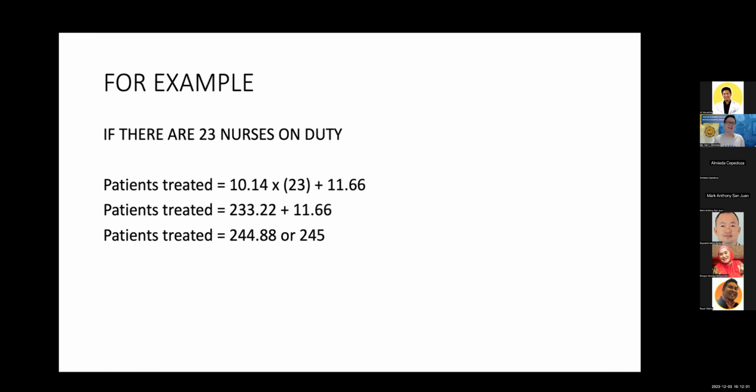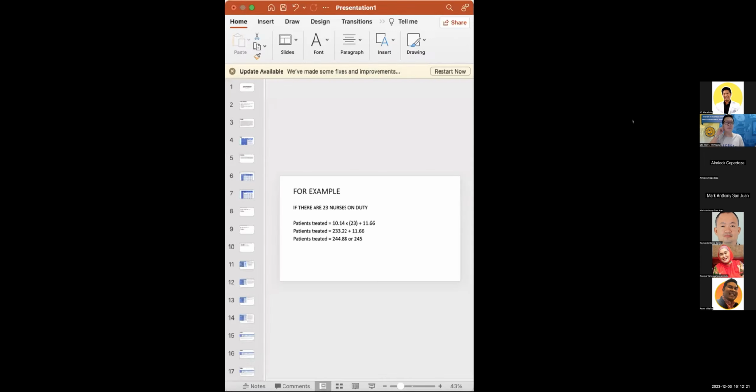So for example, if there are 23 nurses on duty, we just plot it, no? Halimbawa, 23 yung X natin. So 10.14 times the value of X plus the constant. So ito yung magiging patients treated natin if there were 23 nurses na magdu-duty. So that will be your projection, right? Yes, Doc. So you can project that for every 23 nurses, that would translate to a certain number of patients treated. Doc Joe, can you go back to the regression summary output?